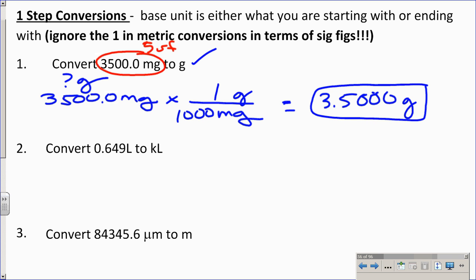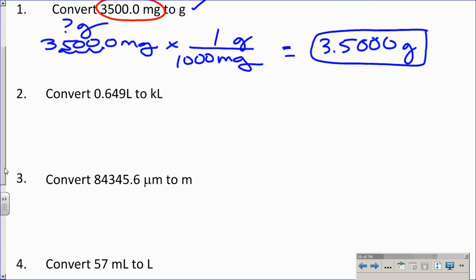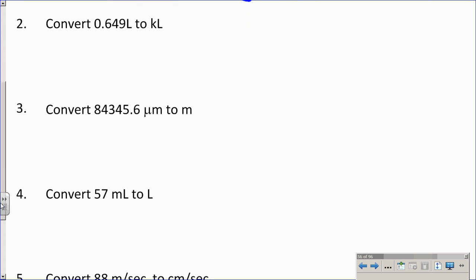All right, you could have just done your decimal sweeps, I know, and done it that way. But I'm trying to give you some familiar practice before we get to the unfamiliar practice. All right, let's do number 3. Convert micrometers to meters. So my question is meters. My given is 84345.6 micrometers. What do I need to cancel?